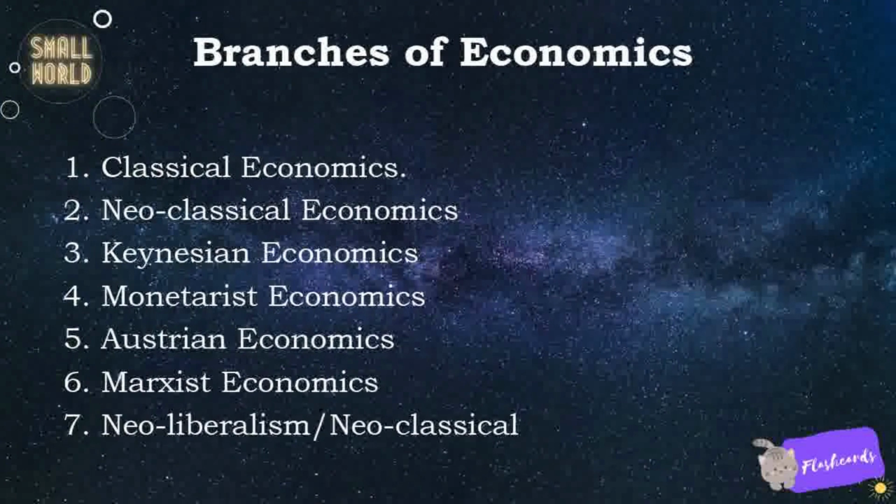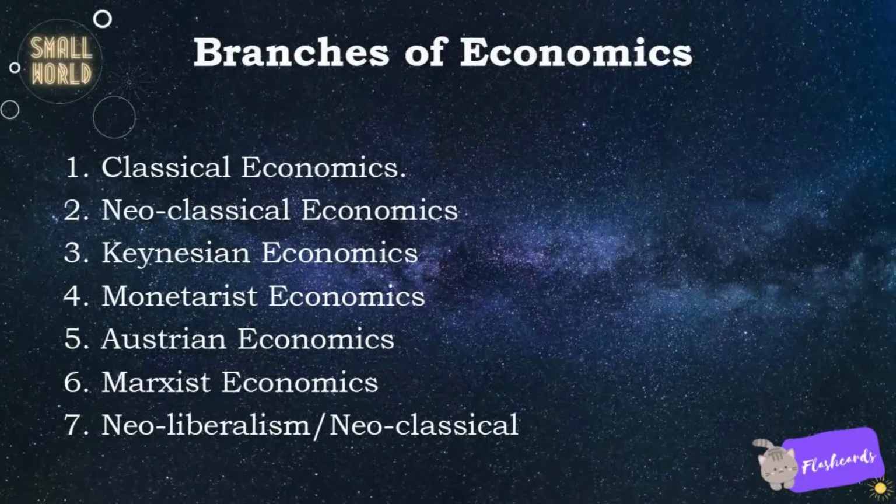Branches of economics. 1. Classical economics. 2. Neoclassical economics. 3. Keynesian economics. 4. Monetarist economics. 5. Austrian economics. 6. Marxist economics. 7. Neoliberalism/neoclassical.